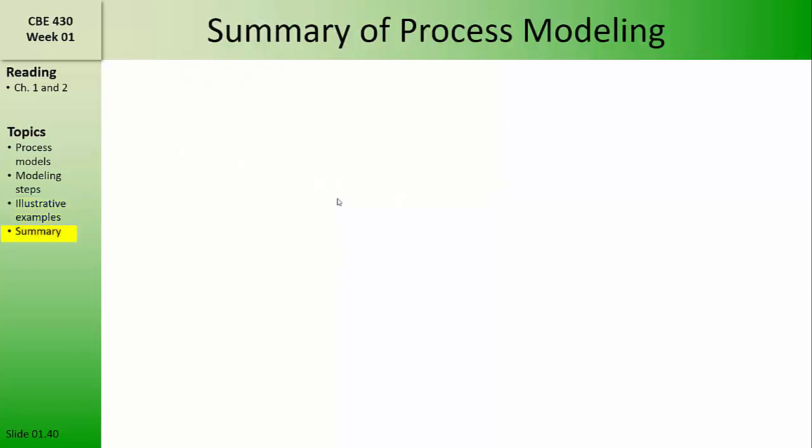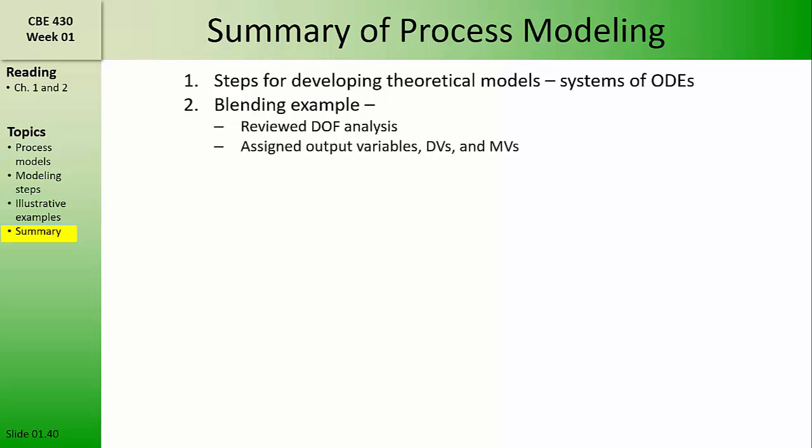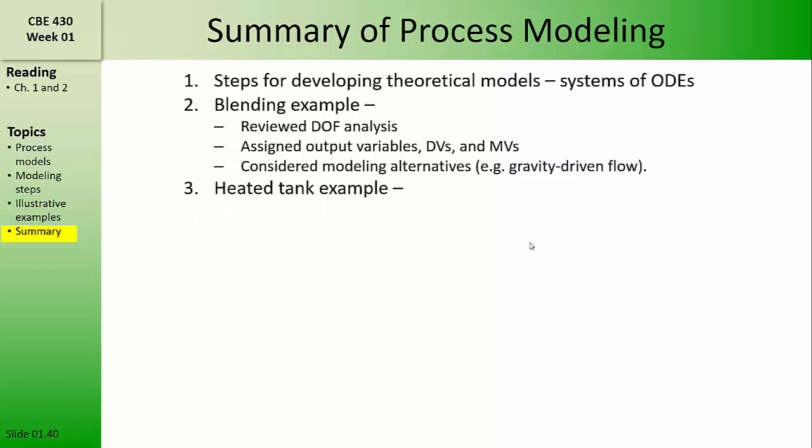To summarize what we learned from Chapter 2 of the Seborg text, we articulated steps for developing theoretical models that usually yield systems of ODEs. We looked at a blending example, which gave us the opportunity to review the degree of freedom analysis, how to assign output variables, disturbance variables, and manipulated variables, and we considered some modeling alternatives, such as gravity-driven flow.